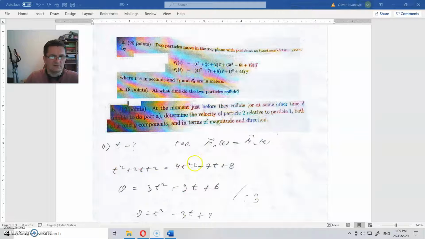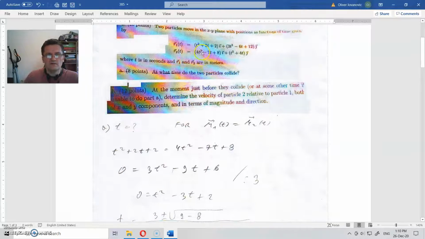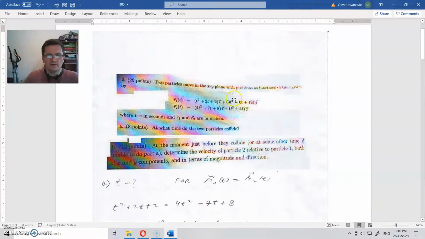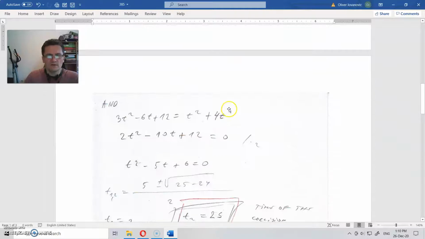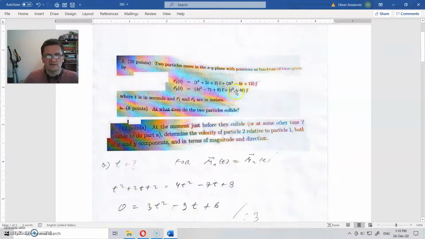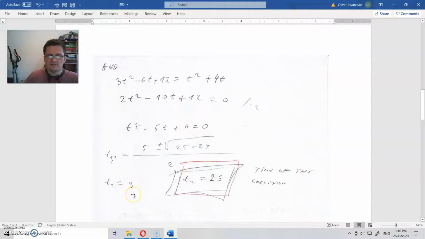So that is that. You solve the quadratic equation and you get two solutions. These are in seconds: 2 seconds and 1 second, because t is in seconds. That is for the x component. For the y component, we have to equate those two things. We have a similar thing, and we get two solutions: one is 3 seconds, one is 2 seconds.